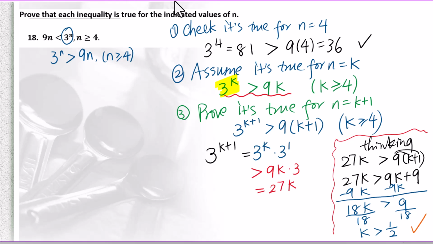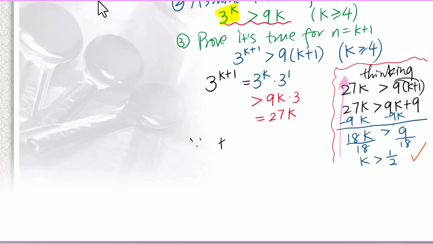K greater than 1/2. This is true. We will write down this thinking part from bottom to the top. Because k greater than 1/2, this is the reason, domain k greater than or equal to 4. Then we times 18 both sides. 18k greater than 1/2 times 18 is 9.